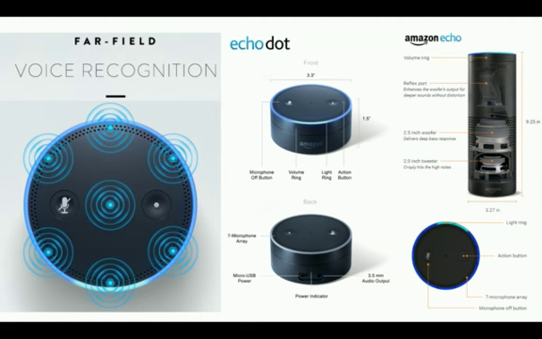A Dot is more thought of as something that you would plug into a pre-existing sound system or a sound bar or something of that nature. An Echo is more of a standalone device.